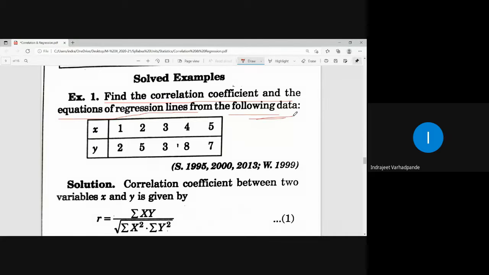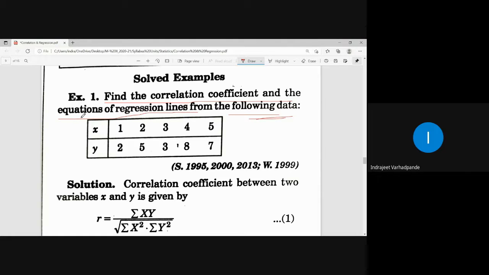Depending on the values of x as well as y, we will draw the table, and the requisite quantities will be calculated as per the requirement of the formula. The formula for the correlation coefficient, or Karl Pearson's correlation coefficient, denoted by small r, is equal to summation capital XY upon under root of summation capital X square into summation capital Y square. Its value can lie between -1 and 1.